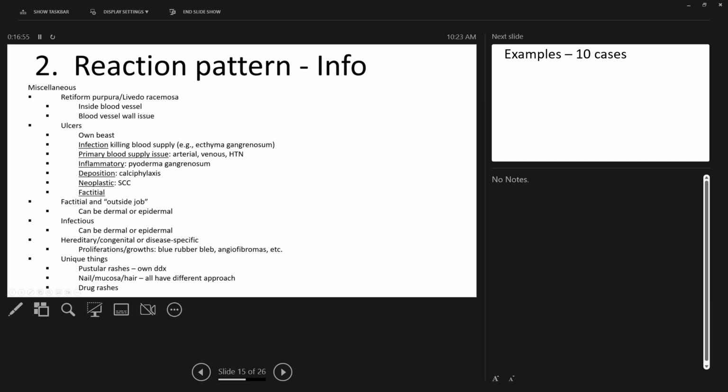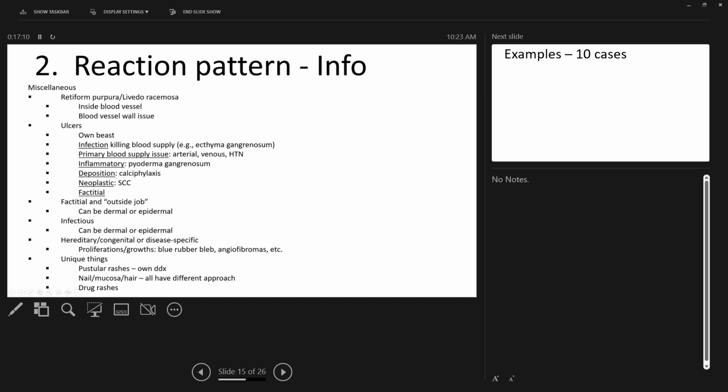Same with Stevens-Johnson syndrome, right? Stevens-Johnson syndrome, you could probably put in both. Epidermally, it's a vesicular-bullous disorder. Dermally, it's an inflammatory DEJ interface dermatitis.